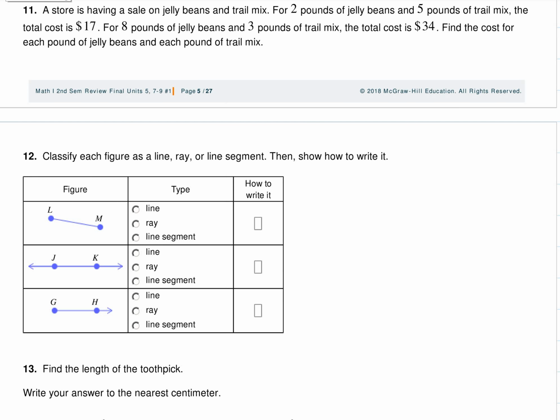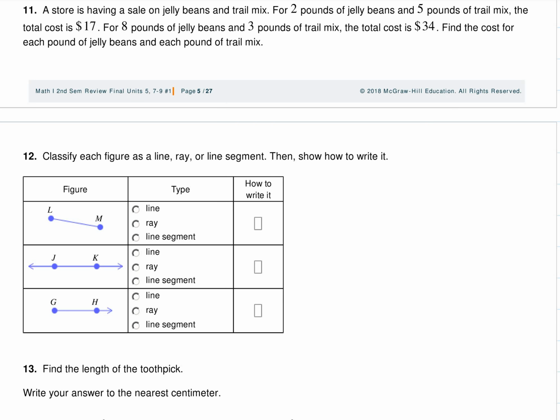Problem 11. A store is having a sale on jelly beans and trail mix. For 2 pounds of jelly beans and 5 pounds of trail mix, the total cost is $17. For 8 pounds of jelly beans and 3 pounds of trail mix, the total cost is $34. Find the cost for each pound of jelly beans and each pound of trail mix.